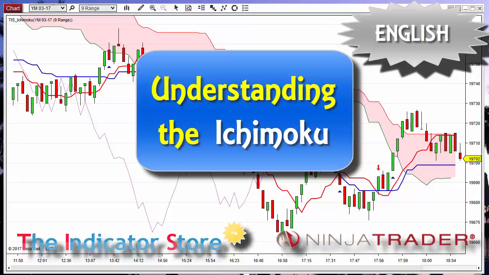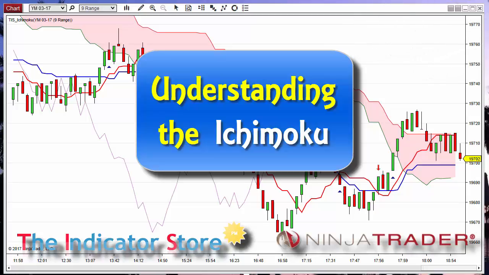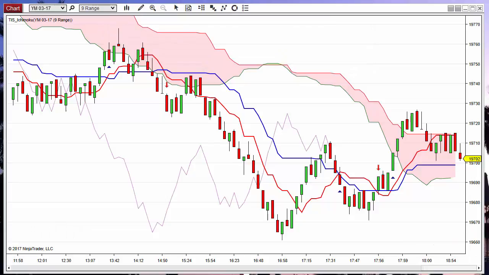Hello, good morning everyone. Today we are going to review the Ichimoku. We are going to review how it works, how its lines can be calculated, and mainly which is the most used trade setup. On this chart we can see the main lines of the Ichimoku.